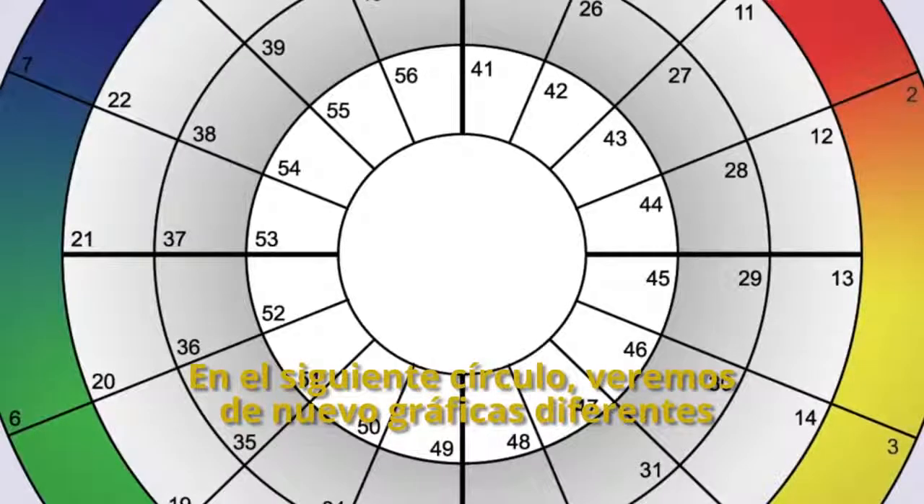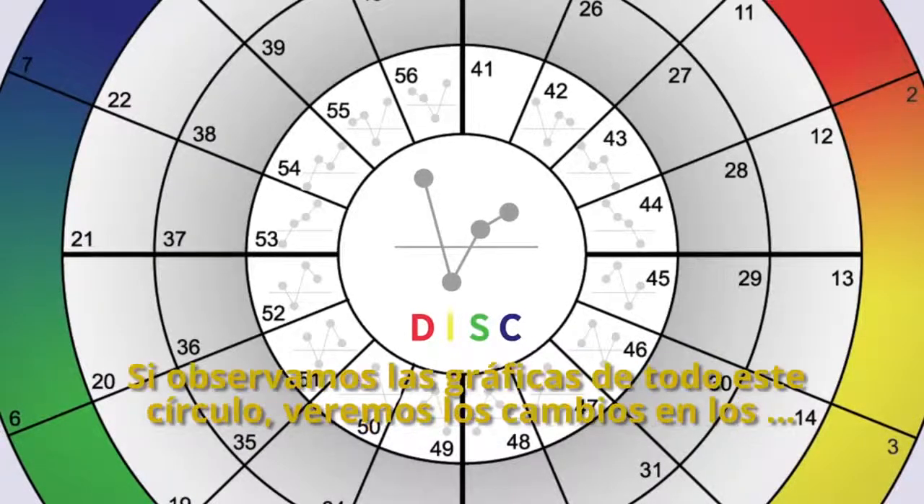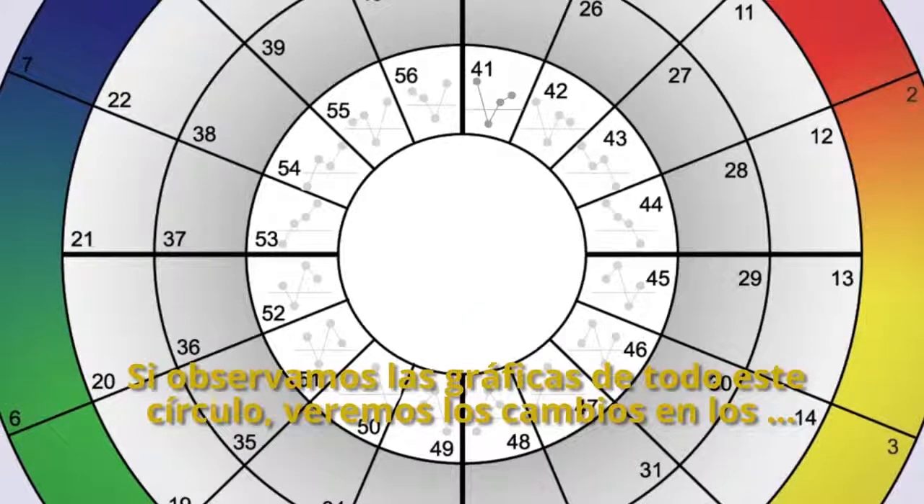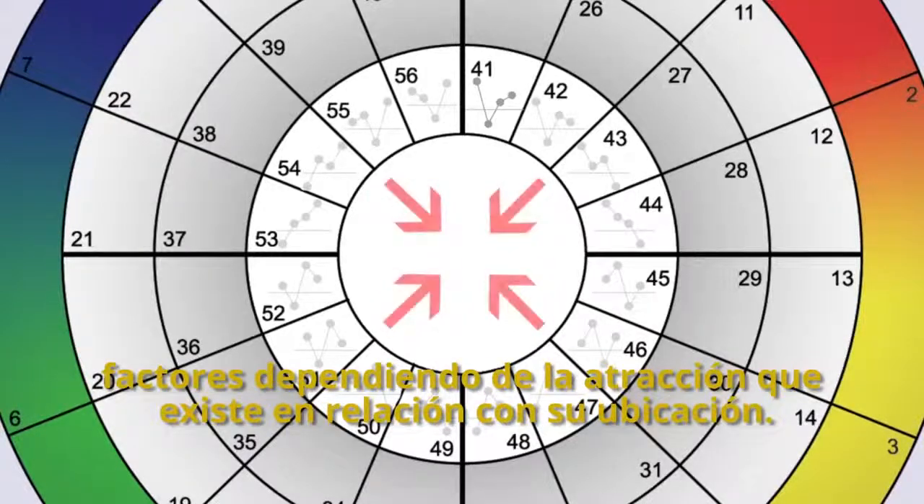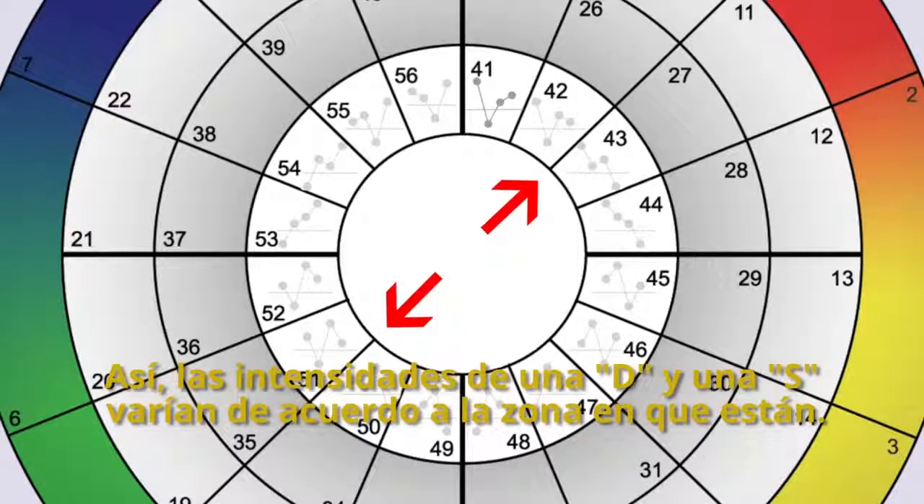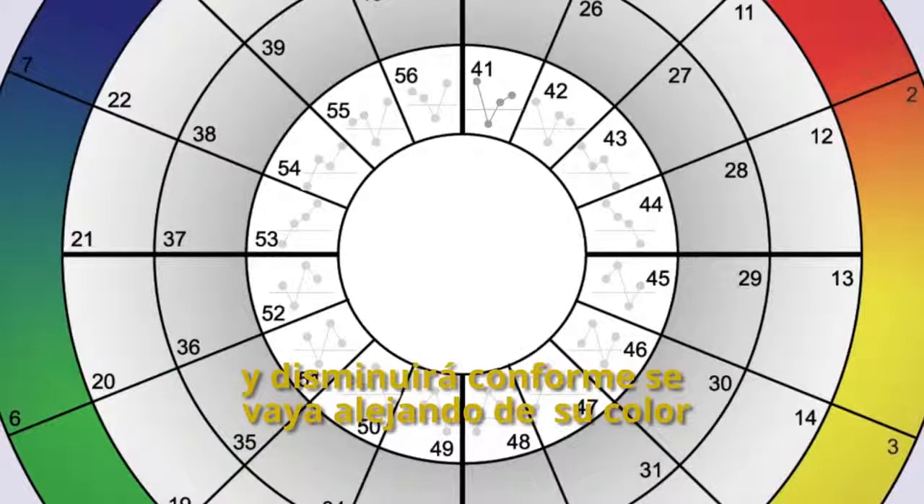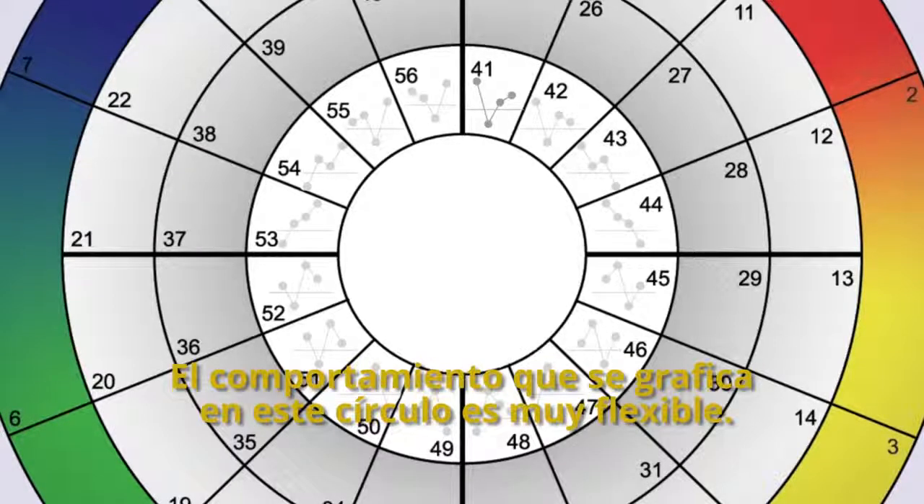Looking at the 4th ring, we see, again, different graphs. Looking at number 41, we have the D, the S, and the C above the line, and the I is the lowest point. We will continue around the ring, raising and lowering these dimensions depending on how they pull from each other and across the ring. We need to look at the D and the S factor across from each other, and as we look at these factors, we can see as we move towards a factor, that factor goes up. As we move away from a factor, that factor goes down. Again, very flexible people are plotted in this particular ring.